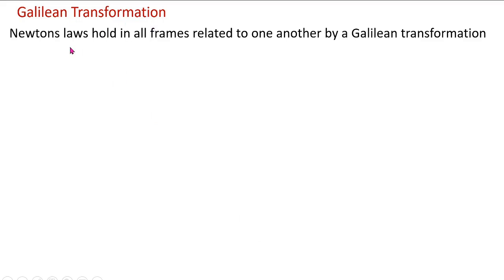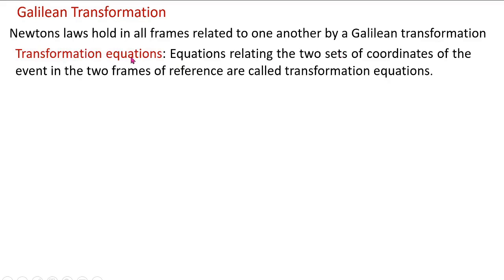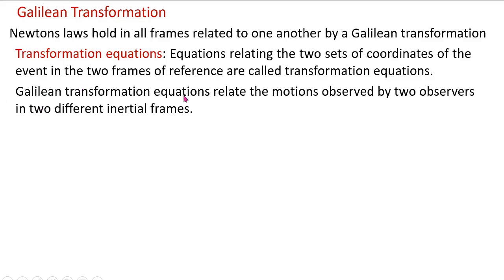We have to see the Galilean transformation equations, under which Newton's law holds in all frames related to one another by Galilean transformation. The definition of transformation equations: the equations which relate the two sets of coordinates of an event in two frames of reference are called transformation equations. Galilean transformation equations relate the motion observed by two observers in two different inertial frames.